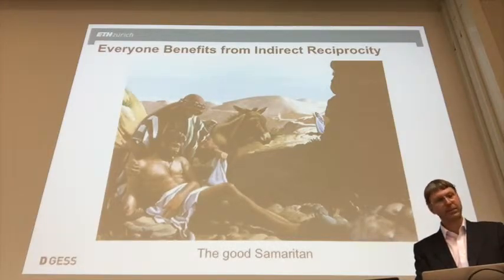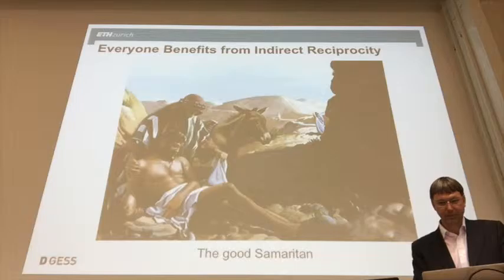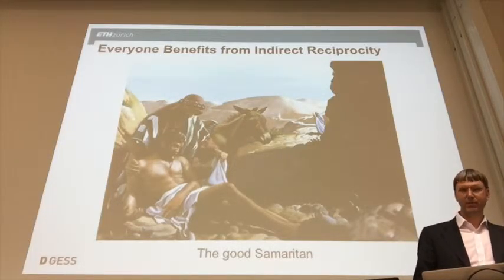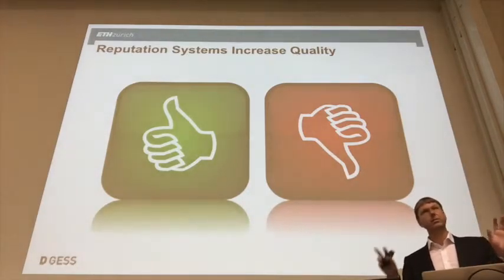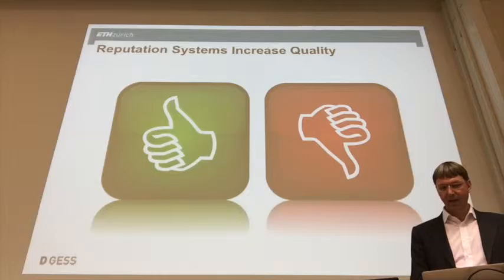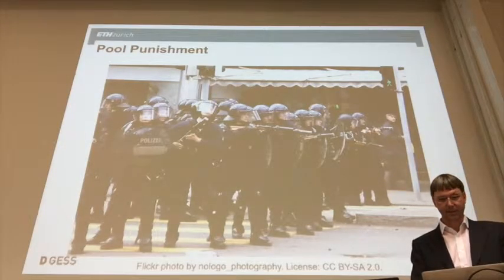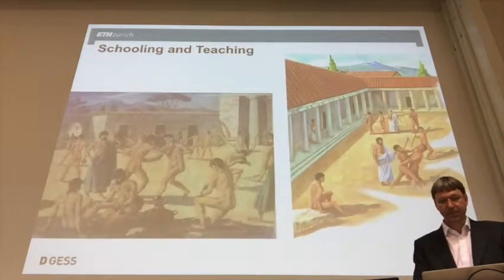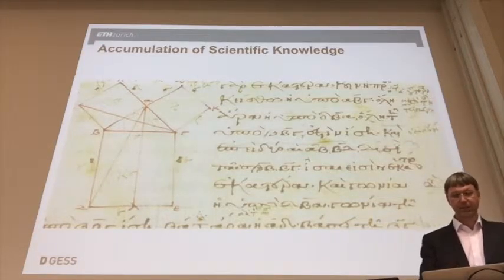Of course, if some people are friendly and others aren't friendly, then that creates the possibility to exploit friendly people. And to avoid this, we need to have mechanisms again, and one such mechanism is reputation. Besides all these mechanisms that I've been talking about, which are decentralized mechanisms, people have invented also centralized institutions such as courts and punishment and schooling, accumulation of scientific knowledge. And so all of this has been important for the evolution of culture.